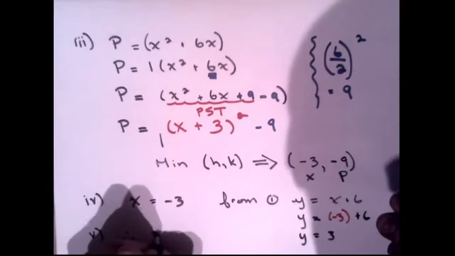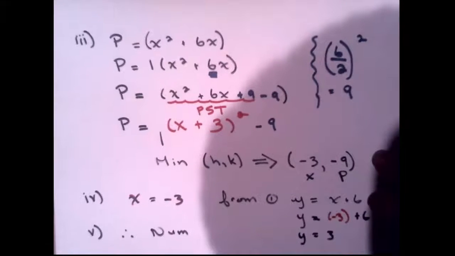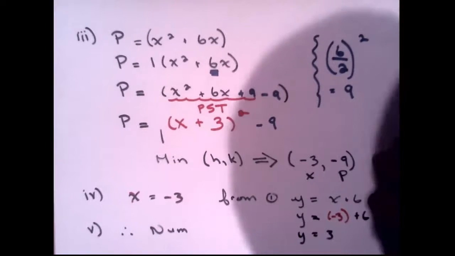Okay, so as a fifth and final step, you have to summarize the numbers. So the numbers, well, looks like they're -3 and 3.